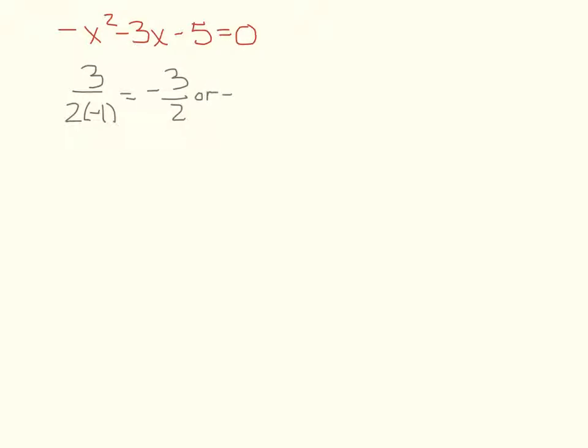So taking a look at this one, we're going to start off with negative x squared minus 3x minus 5 equals 0. So now I'm going to go ahead and use negative b over 2a. So I'm going to have 3 over 2 times negative 1. So I have negative 3 over 2, or negative 1.5, however you want to look at it.